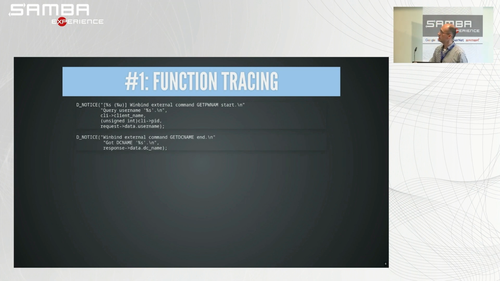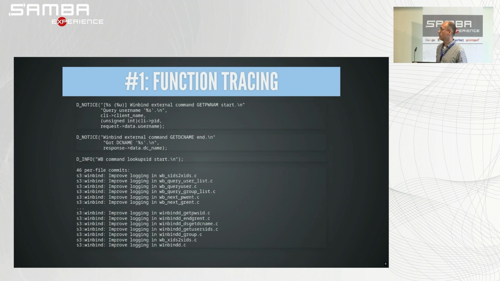Then for the external command, we always trace also the finishing of it and also the output parameter. This is a different command, get DC name, and we print also the value. Internal commands are traced at log level 5, which corresponds to the info macro.